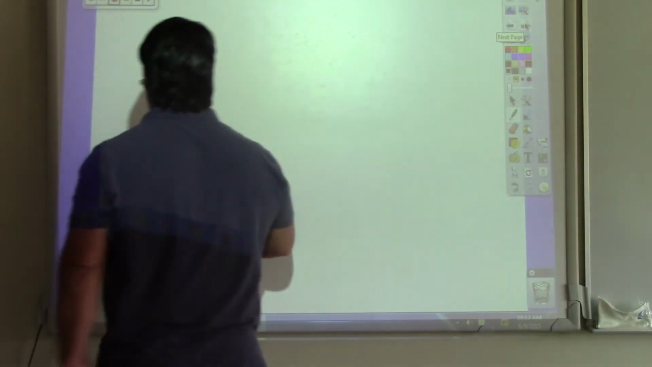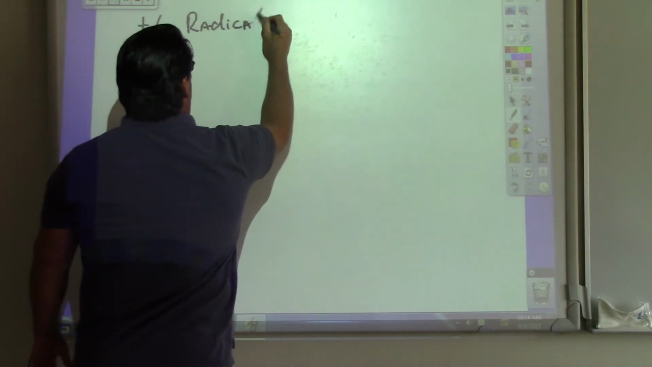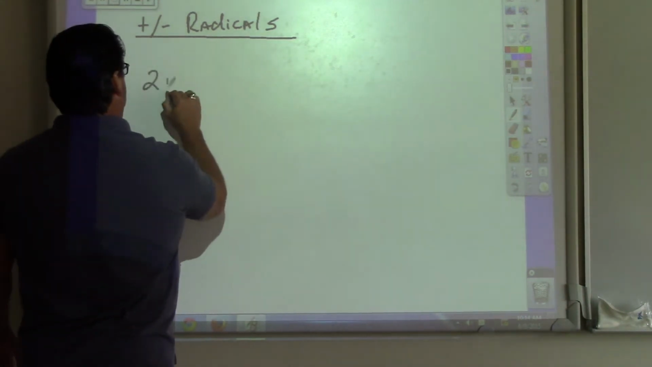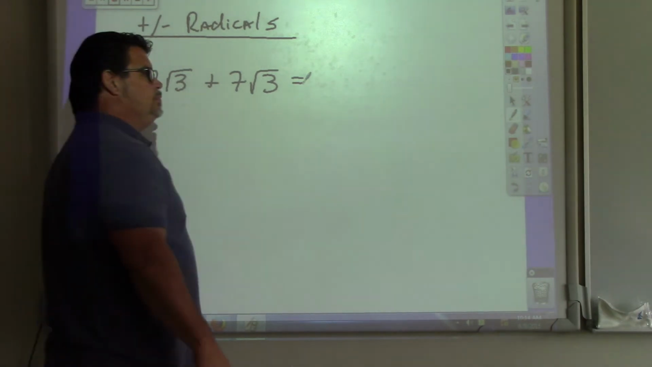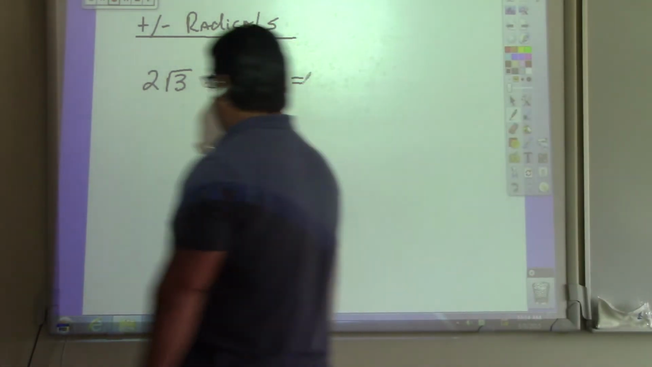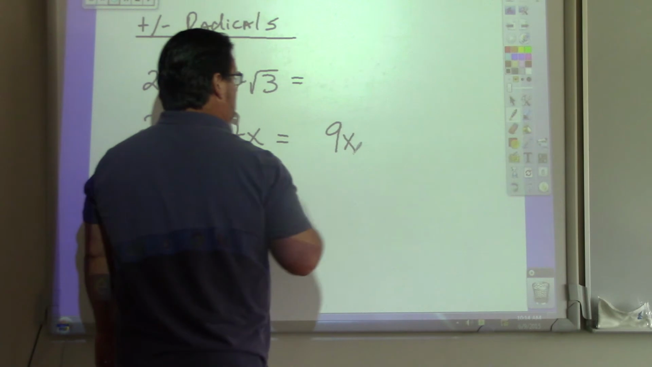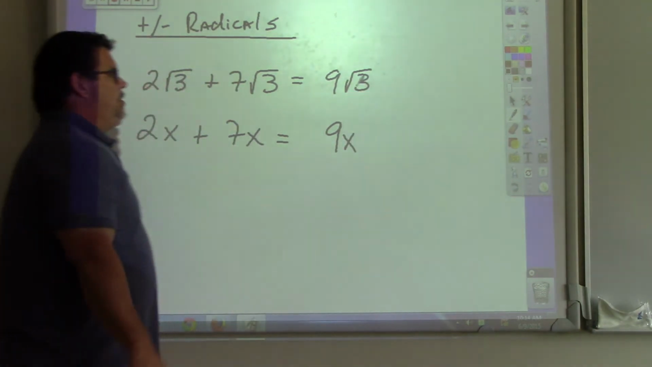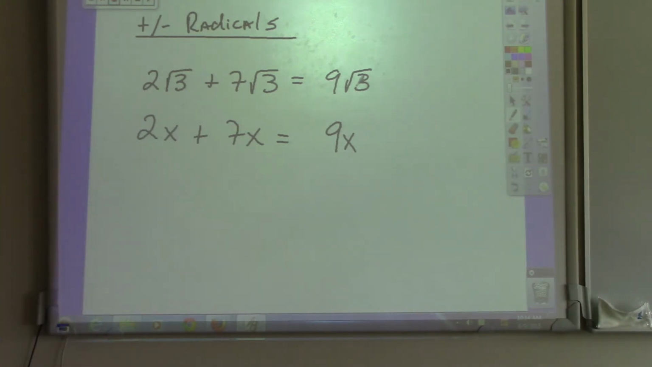Another rule of radicals: adding and subtracting radicals. You can do it as long as the terms are alike. 2 square root of 3 plus 7 square root of 3 is equal to what? Okay, let's go back to pre-algebra. 2x plus 7x is equal to, therefore, 2 square root of 3 plus 7 square root of 3 is, there you go. So square root of 3's are treated just like x, combined like terms. Simple as that.